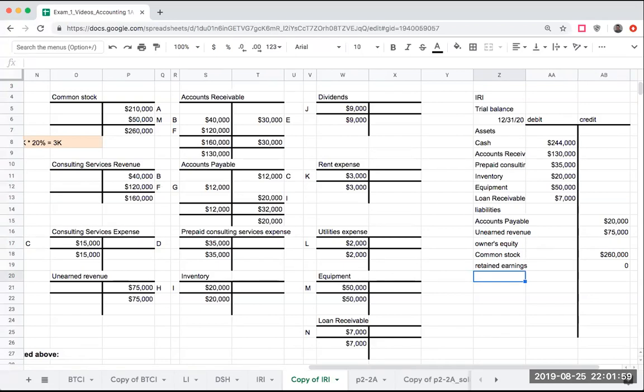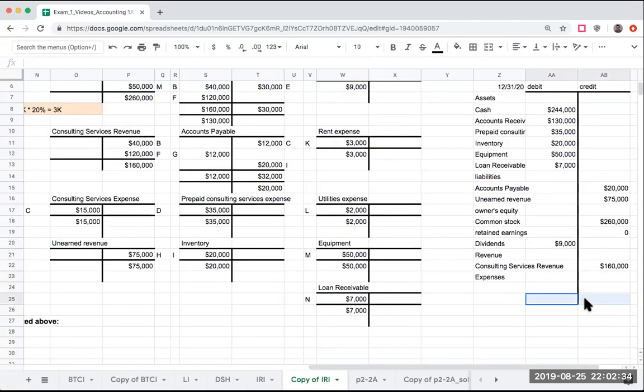So the next thing, which is also going to be a little bit different, is I'm also going to put here my dividends. I'm going to put this below retained earnings because I know that I'm going to have to close out dividends to retained earnings. Dividends is not revenue, and it is not an expense. Dividends are when we are giving back to our shareholders. So here I've got consulting services revenue for my revenues of $160,000. So for my expenses, I have several.